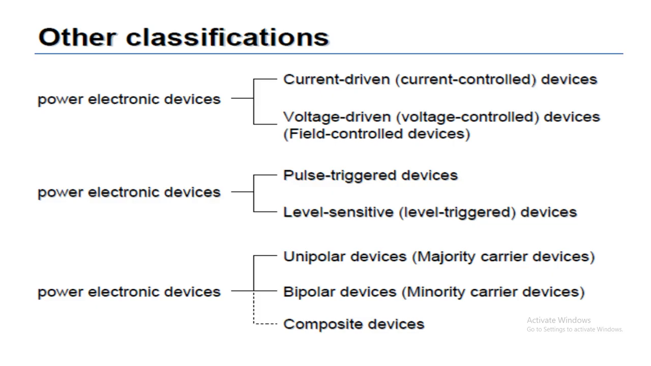The next one, unipolar, bipolar and composite devices. Unipolar devices are majority carrier devices. Bipolar devices are minority carrier devices. Unipolar devices, for example the MOSFET: if it is an N channel MOSFET, the conduction is due to the channel formed, that is the N channel, so due to the majority carriers. Bipolar devices conduct due to both polarities, both holes and electrons. BJT is an example of a bipolar device. Composite devices are a combination of both kinds of devices.